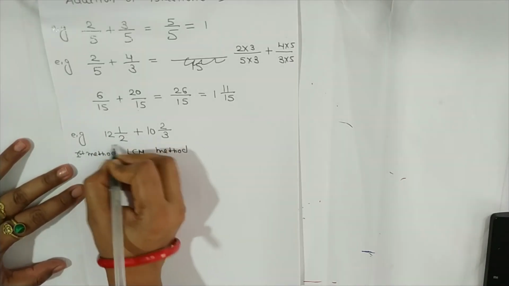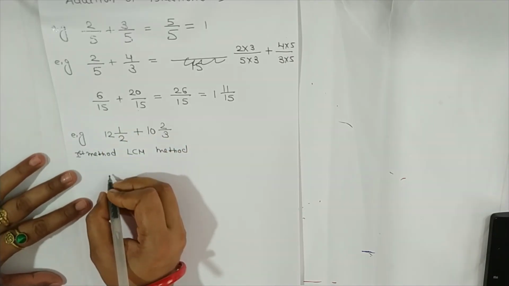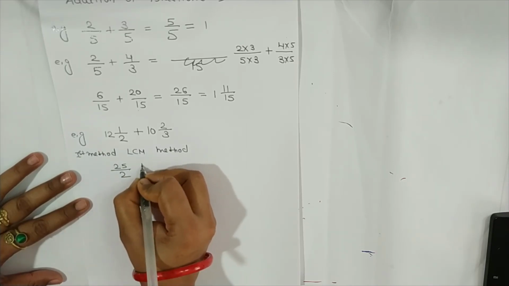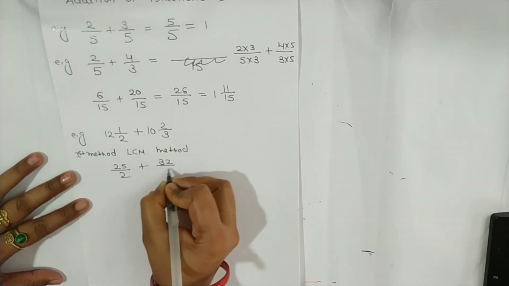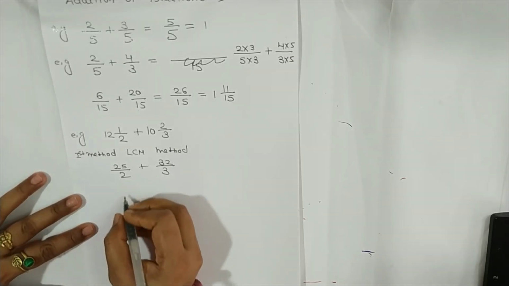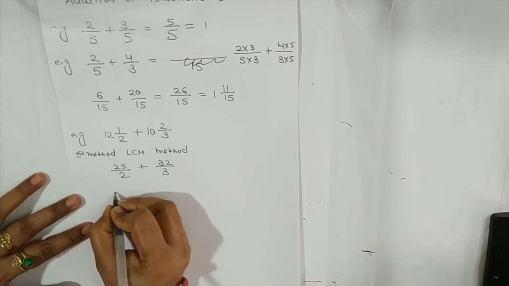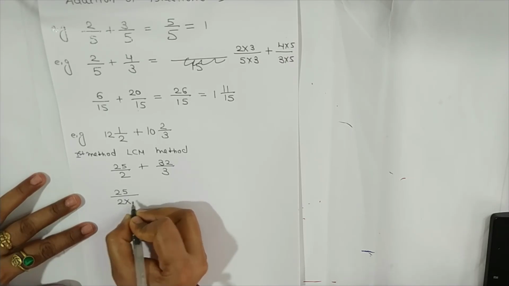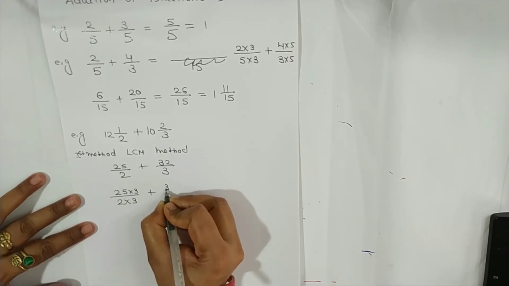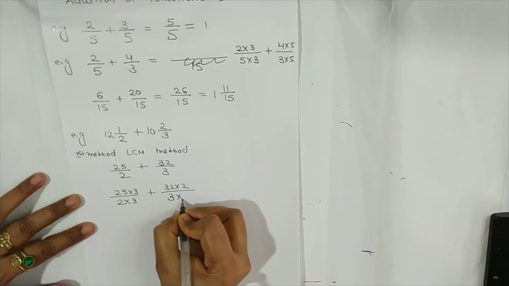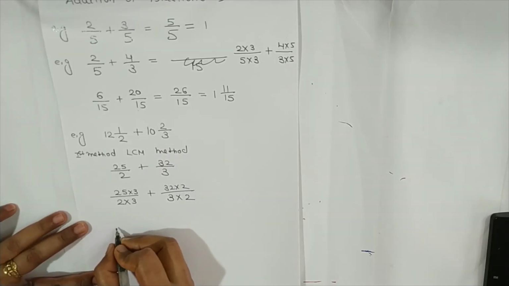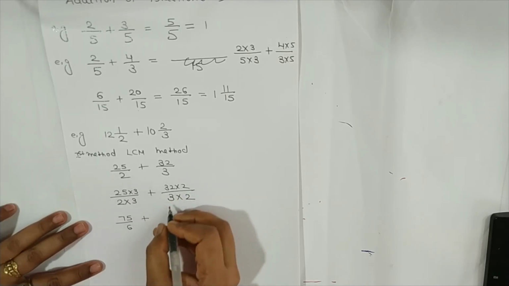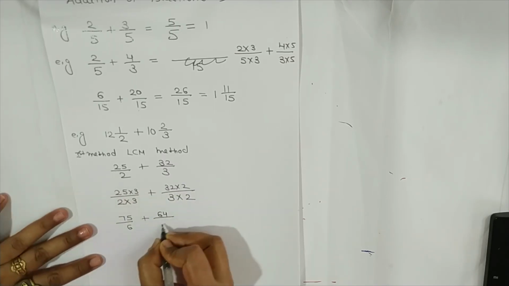In this method, first we have to convert into improper fractions. So 12 1 by 2 can be written as 25 upon 2. Then 10 2 by 3 will be 32 upon 3. Now we have to take the LCM, so it becomes 6. Here we have to make the denominator equal to 6. 25 into 3 and 32 into 2. It will be 75 upon 6 plus 64 upon 6.